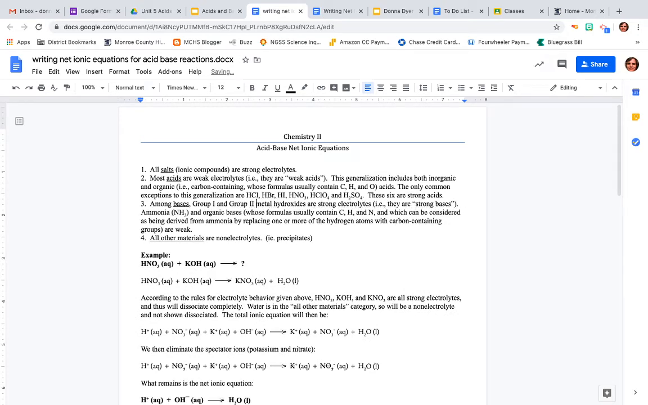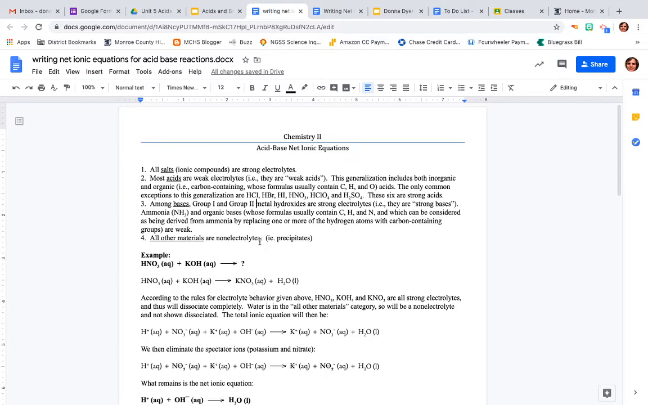Group 1 and Group 2 metal hydroxides are strong electrolytes. They are strong bases. So if it's not a metal hydroxide with a metal from Group 1 or Group 2, then you're not going to break it apart. If it is a hydroxide from a Group 1 or Group 2 metal, then you will break it apart into the ions that make it up. And then any other material is a non-electrolyte.